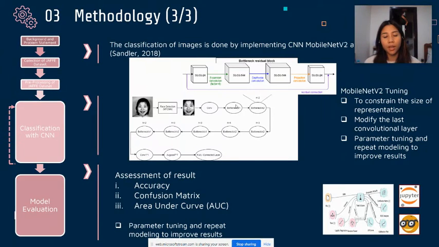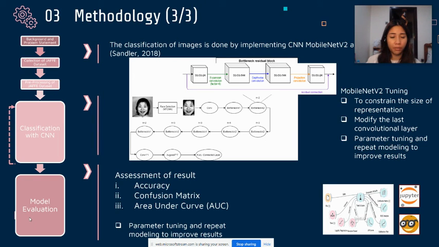Moving on to feeding it to the classification method which I have chosen, which is the MobileNet V2. For the MobileNet V2, I will be applying some tuning on the hyperparameters. This is to constrain the size of the representation. This is due to the JAFFE dataset, where the pictures are quite small, so this is to modify the last convolutional layer, do the parameter tuning, and repeat the modeling to improve the results.